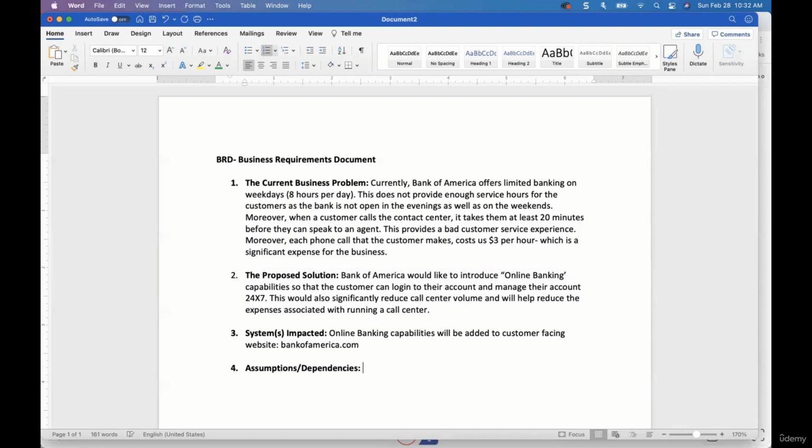The next thing you want to write is assumptions or dependencies. Any idea what assumptions or dependencies are? Give it a try. The reason I'm asking you questions versus not giving you answers is I want you to think and connect the dots.